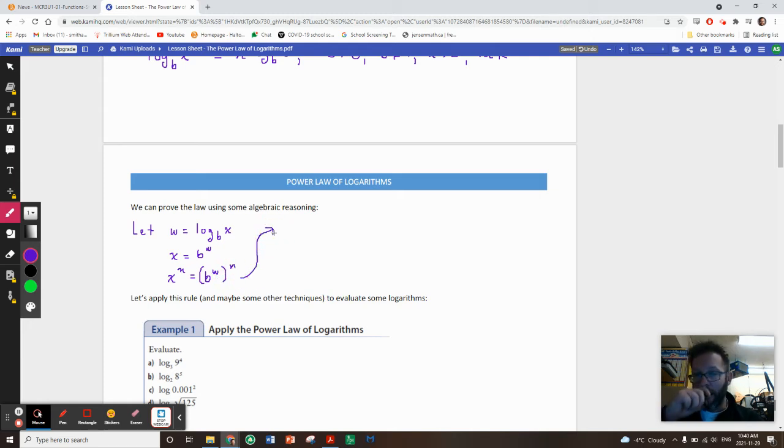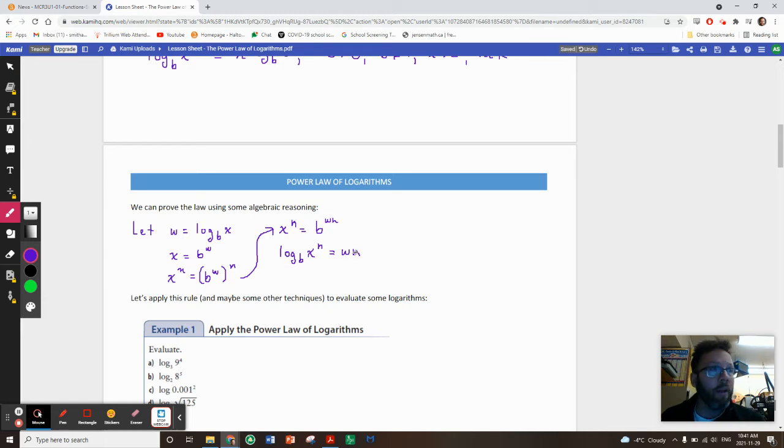Go up here for more space. And I'm just going to use our power rule for a power of a power. x to the power of n equals b to the power of w times n. And at this point, let's rewrite this in terms of logarithms. So on the left-hand side our base is b and our exponent is x to the power of n, and on the right the exponent is w times n. So I can write this as the log base b of x to the power of n is equal to w times n. That's just rewriting that exponential in terms of a logarithm.